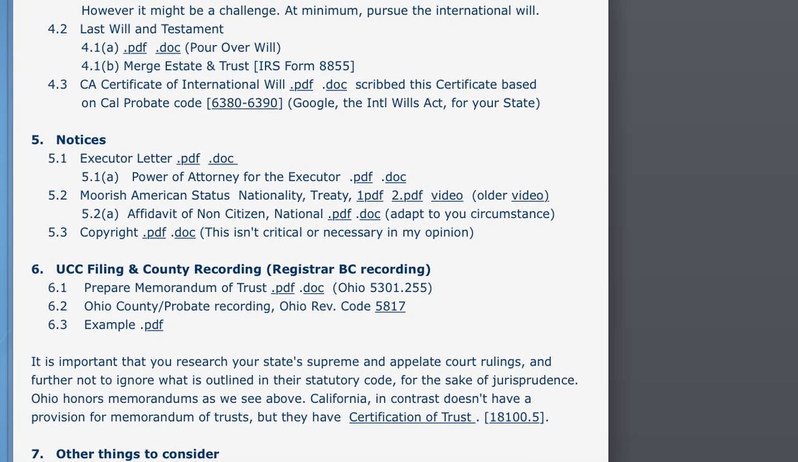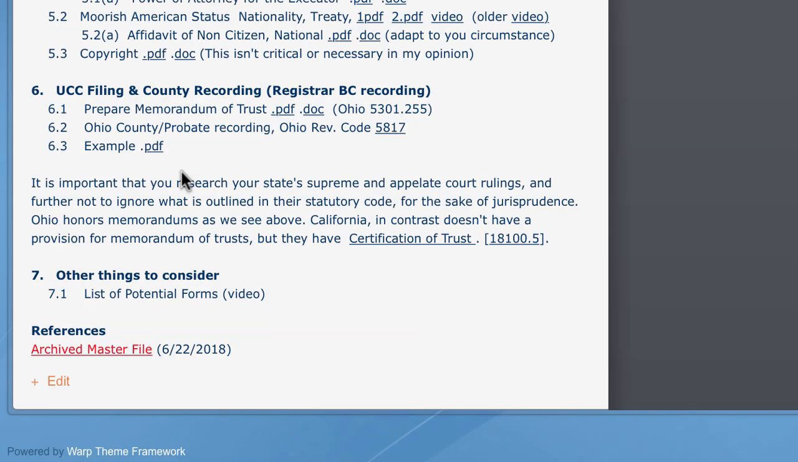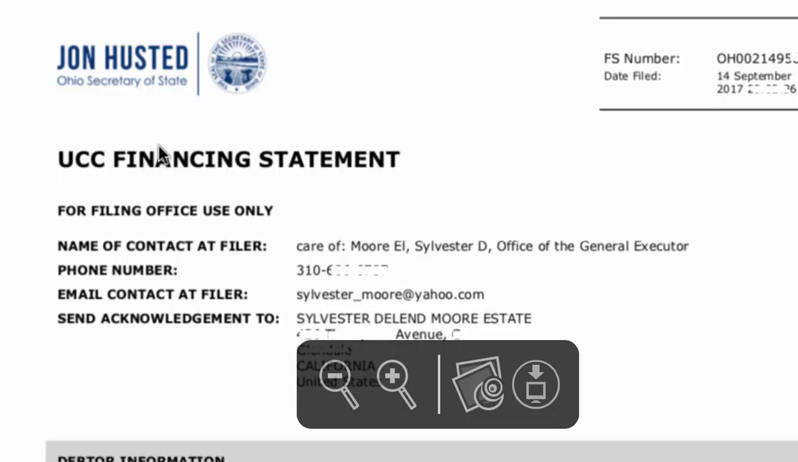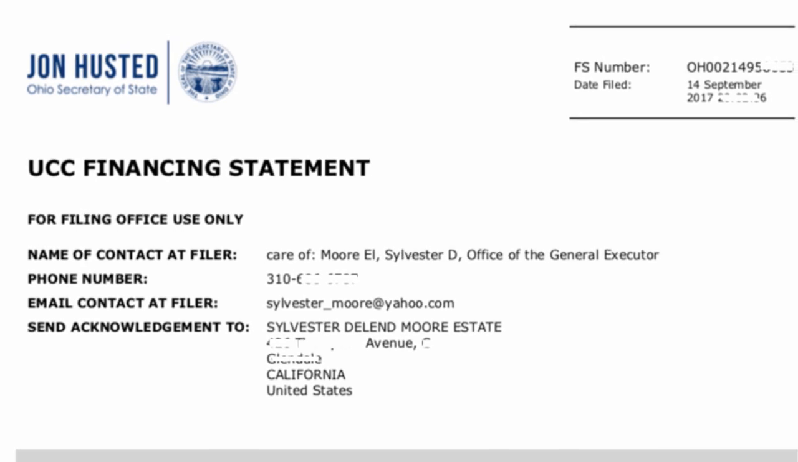Now let me show you one more thing. Let me show you my UCC filing. So we're going to scroll down here, UCC filing and county recording. And this is the last thing we're going to talk about in this video, but we're not even on that subject yet. First we have to go look at my UCC recording. I think this is it. This is my UCC filing, I believe. It is. This is my UCC filing, my main one.